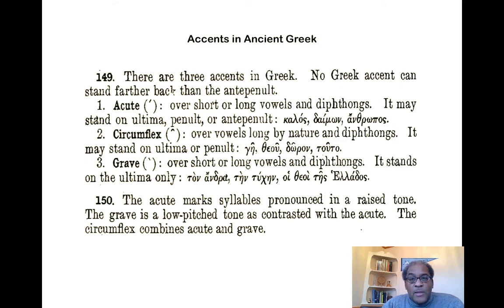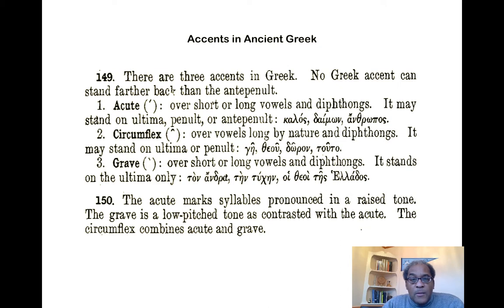So you have an acute accent over short or long vowels and diphthongs. It may stand on the ultima, the penult, or the antepenult. Kalos, daimon, anthropos. Then secondly, you have a circumflex, which can stand over vowels that are long by nature and diphthongs.